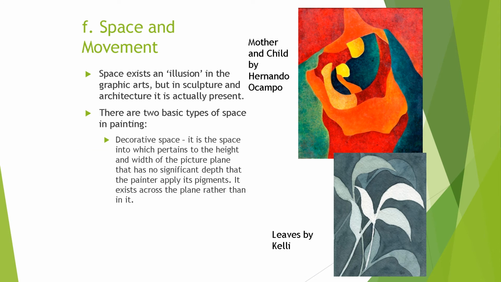Space and movement. Obviously, when it comes to two-dimensional art, it is hard for us to see space and movement. Okay? So, space exists as an illusion in graphic arts, okay? But in sculpture and architecture, it is actually present. So actually we have two types of space in painting. Obviously, in painting or 2D art, space is only an illusion. It is merely made up by values. Okay? So, accordingly, there are two uses of space in painting.